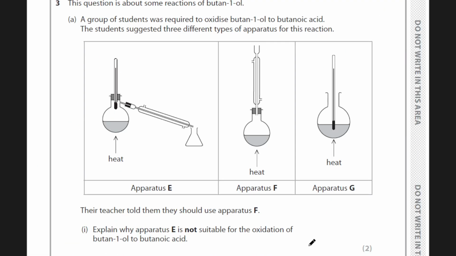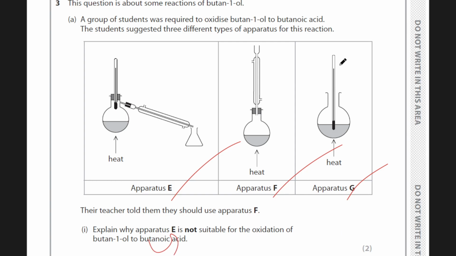Now the question is about the reactions of butanol. They said a group of students is required to oxidize butanol to butanoic acid, and the students suggested three types of apparatus for this reaction, E, F, and G. Now suggest why E is not suitable for the oxidation of butanol to butanoic acid.